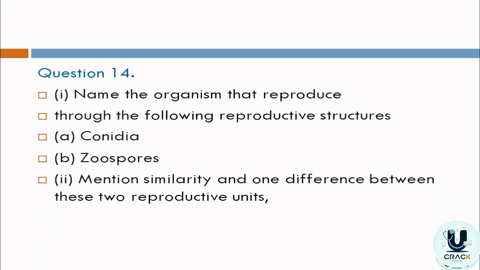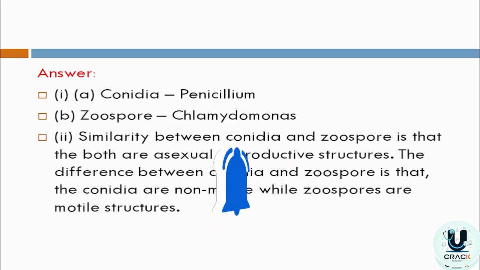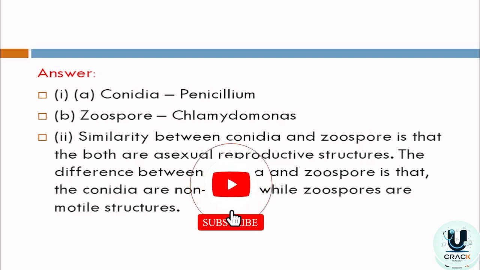Question number 14. Name the organism that reproduces through the following reproductive structures. A. Conidia, zoospores. Mention the similarity and one difference between the two reproductive units. Answer, A. Conidia, penicillium; zoospores, chlamydomonas. Second one answer, the similarity between conidia and zoospores is that both are asexual reproductive structures. The difference between conidia and zoospores is that conidia are non-motile while zoospores are motile structures.